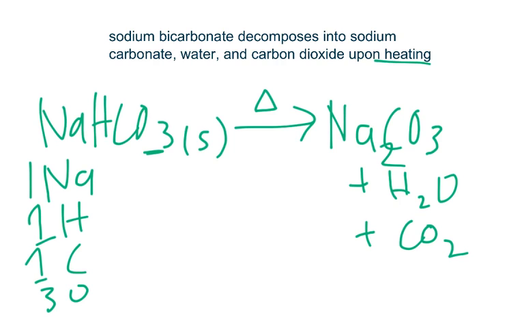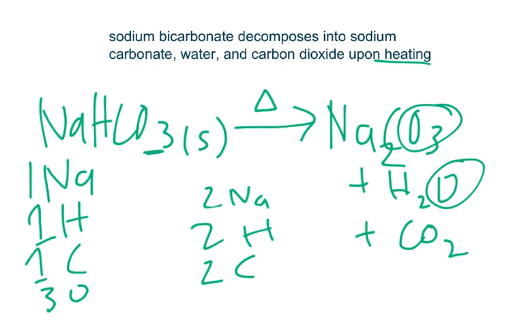On the right-hand side, we have 2 sodiums, 2 carbons. Let's count how many hydrogens. 2 hydrogens. Here, let me switch this so that it lines up. 2 hydrogens, 2 carbons, and how many oxygens? Well, 3, 4, and 6. So we have 6 oxygens. So this looks like a pretty complicated thing to balance, and it might be actually. So let's try to balance this. So 1 sodium to 2 sodiums, let's try to fix that. So let's multiply this by 2.